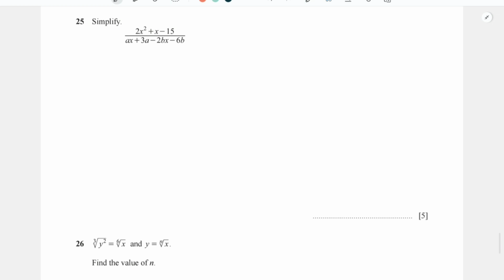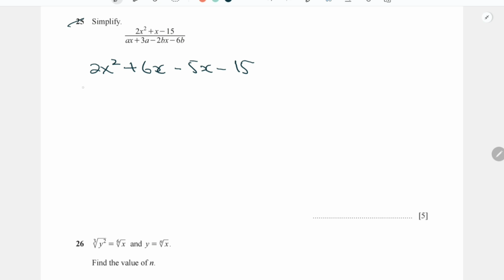Now the next question is question 25. Simplify. First see that we have the quadratic equation in the numerator, right? So first we break the middle term. We have 2 and 15, that means negative 30. So that means 2x square plus 6x minus 5x and minus 15. When we multiply, we get negative 30, and when we add, we get 1, right?